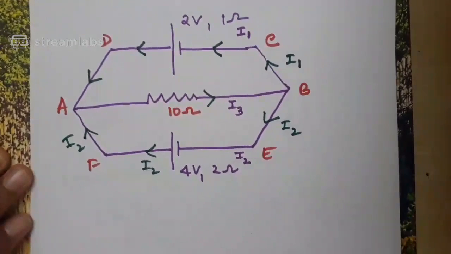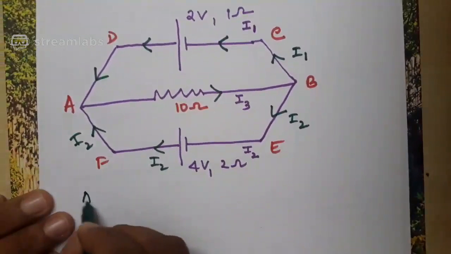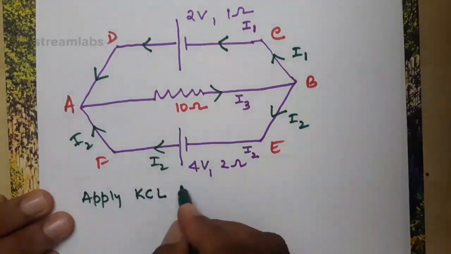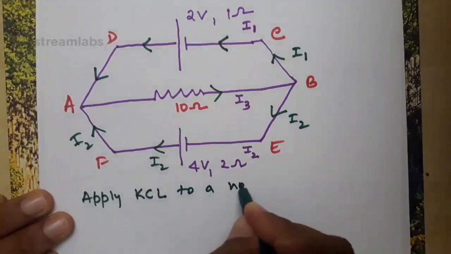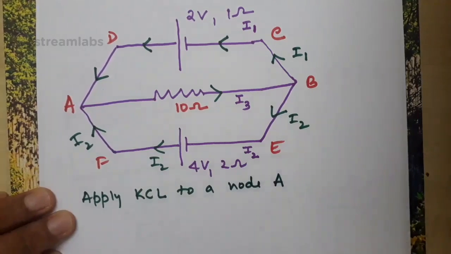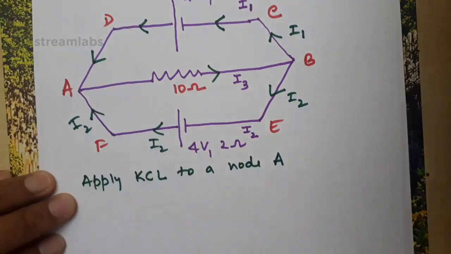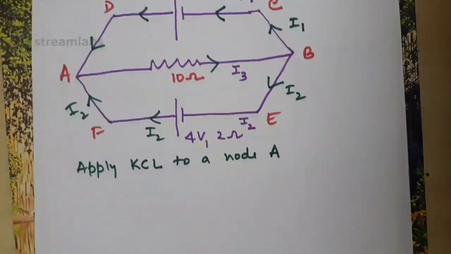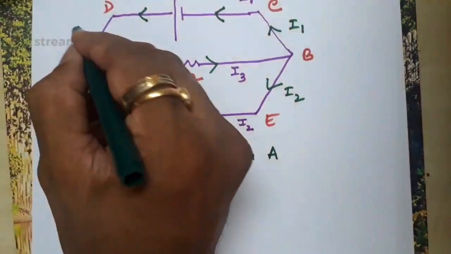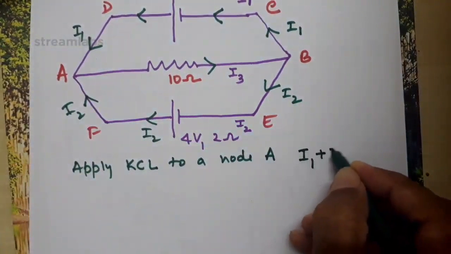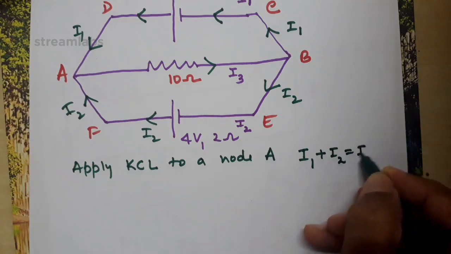Now, if you apply KCL to node A, the sum of the currents entering the node is equal to the sum of the currents leaving the node. Which are the currents entering the node? I1 and I2 are entering the node, I3 is leaving the node. So I1 plus I2 should be equal to I3.